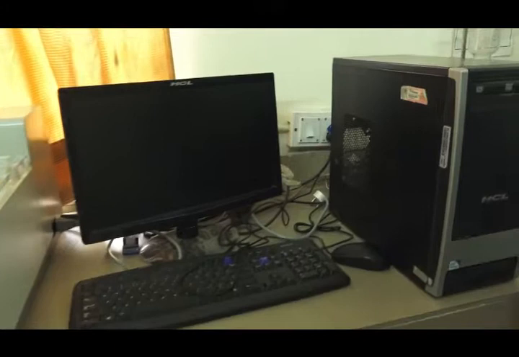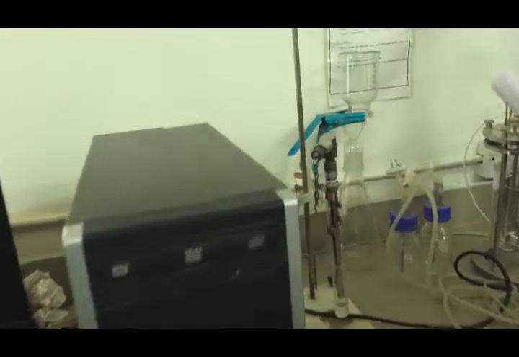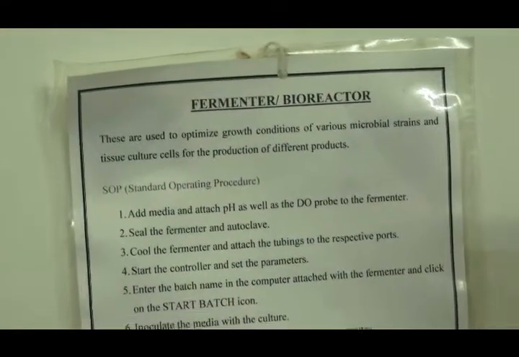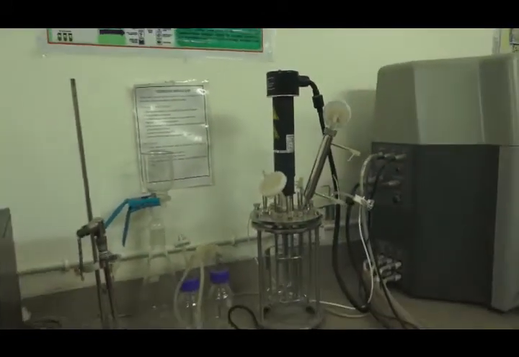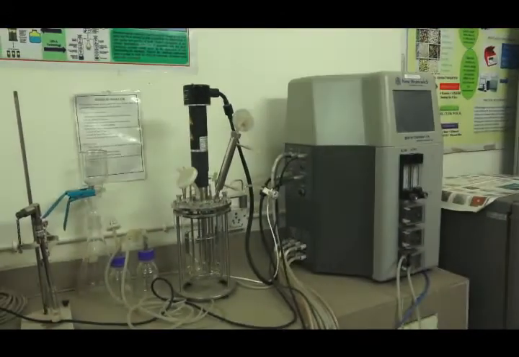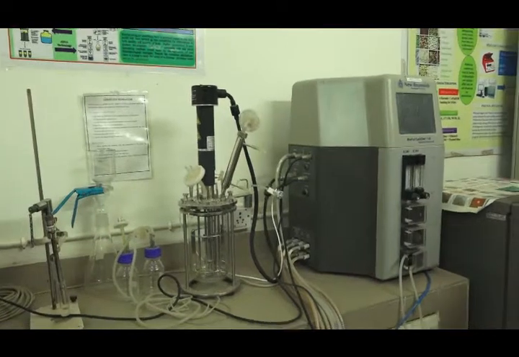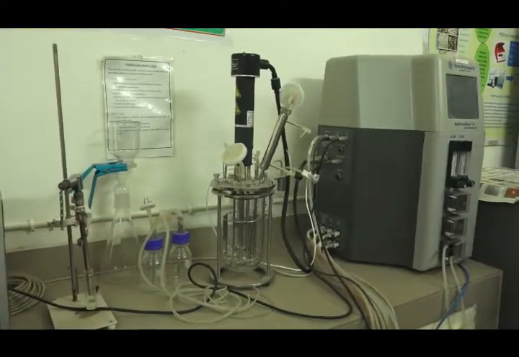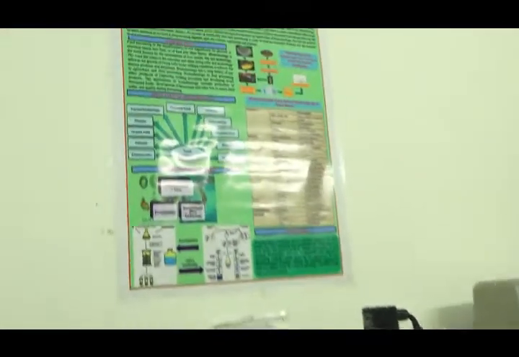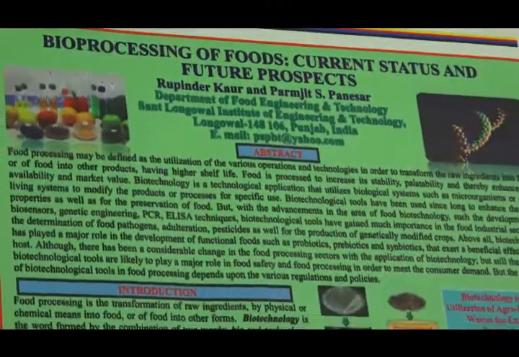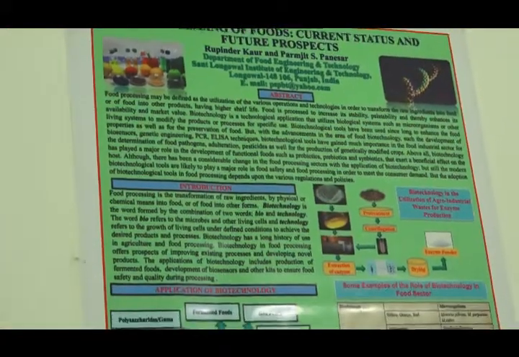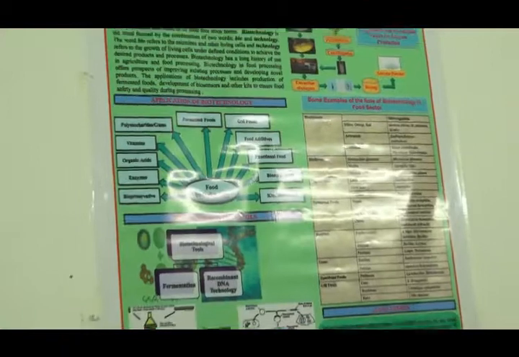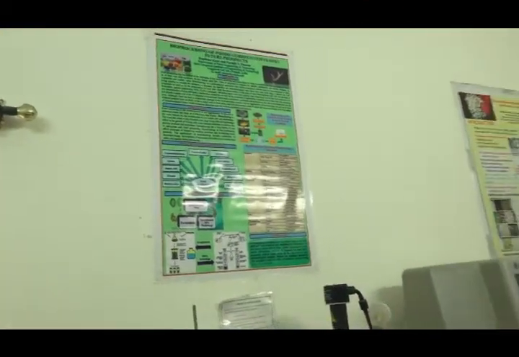So now here we have the bioreactor or the fermenter. This bioreactor is basically used to optimize the growth conditions of various microbial strains and tissue culture for the production of different fermented products. All the conditions are maintained in this bioreactor for the formation of various products from the microbes. So here are the posters prepared by various students of this lab under the guidance of Dr. Paramjit Singh Panesar. Another poster, various.